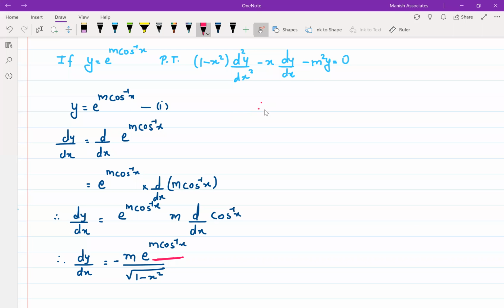So I can write therefore dy by dx will be equal to minus my upon root of 1 minus x square. I'm sure everybody has followed this from equation 1. What is e raised to m cos inverse of x? It is y. Did you understand the logic of why I did this? I did this because e raised to m cos inverse of x is not in the answer at all. So there is no point taking what is not there further. So let us eliminate it here only. Okay, now I'll proceed further.